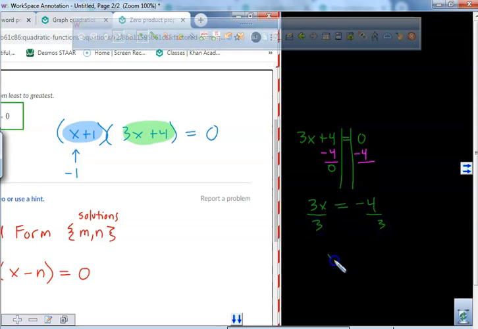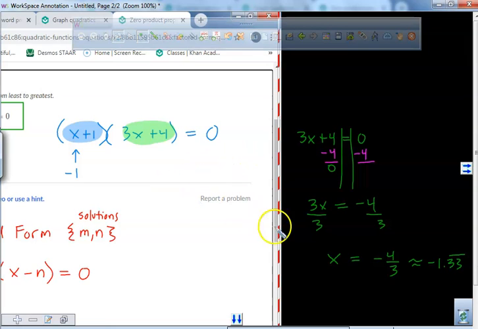Now, let me explain something. If you were to do this in a calculator, and you do negative 4 divided by 3, it's going to give you this approximate number, negative 1.33, and it just keeps going on forever. You cannot type that into Khan Academy because that's what's called a repeating decimal. You can't do repeating decimals, so you have to type this in, okay?